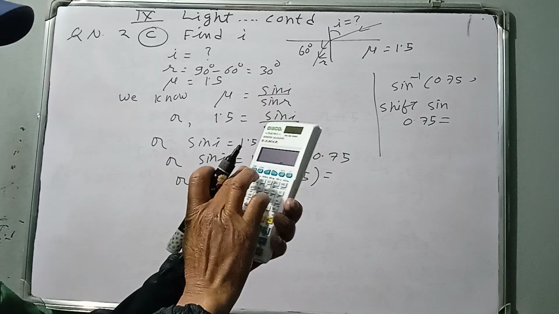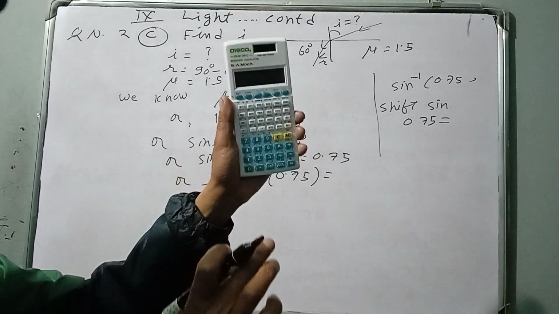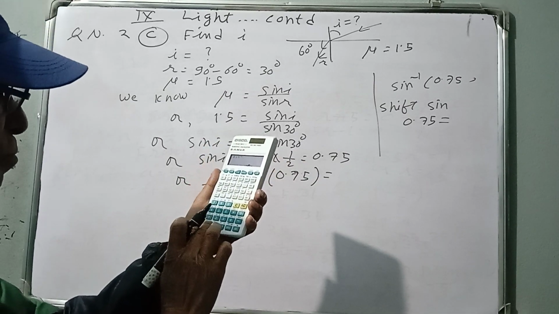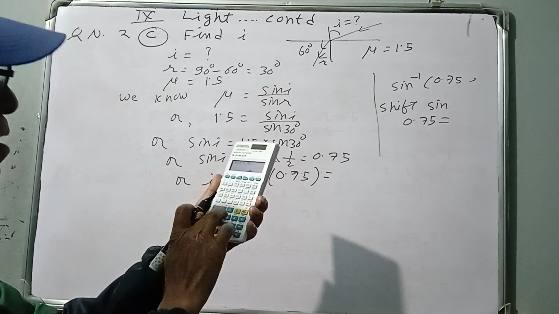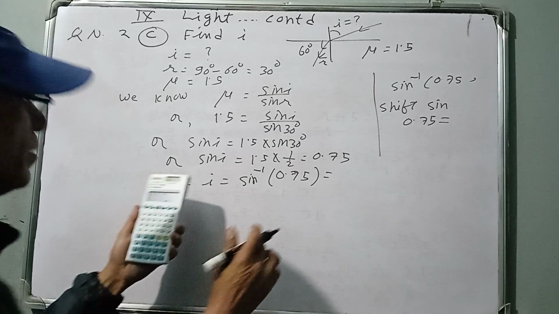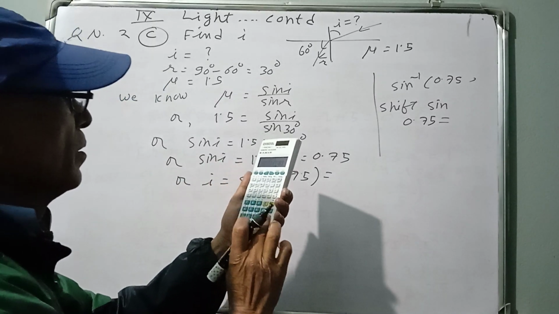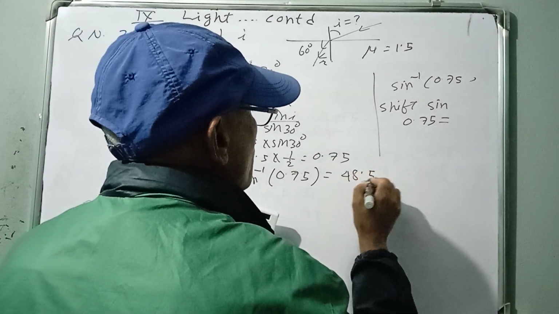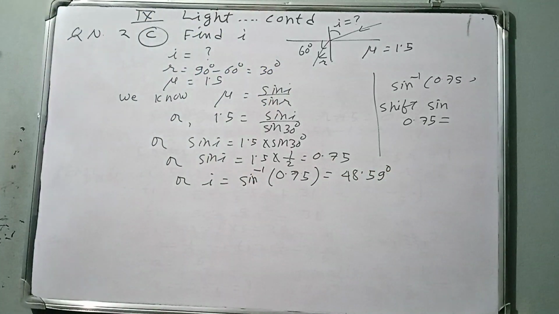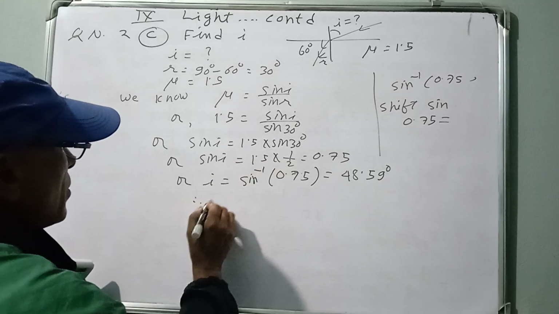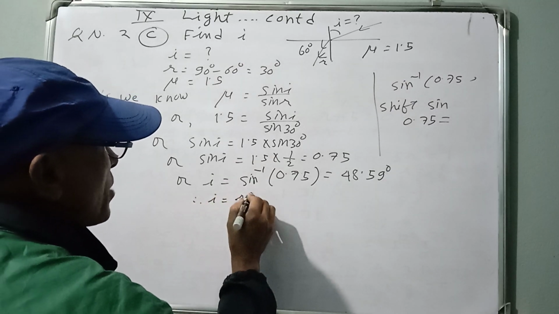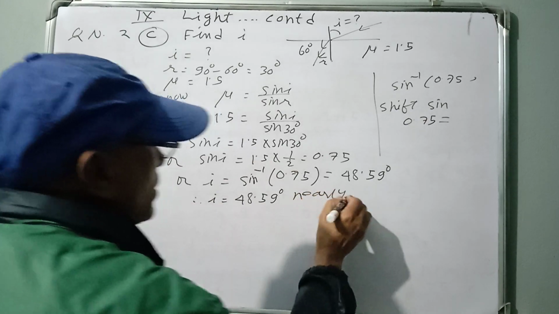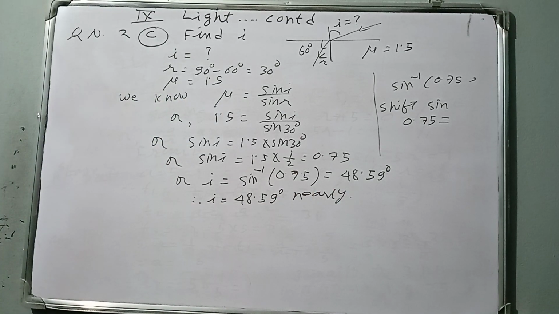See, shift, then sin. It means sin inverse 0.75 equals 48.59. 48.59 degrees. So the angle of incidence is 48.59 degrees nearly. This is the angle of incidence.